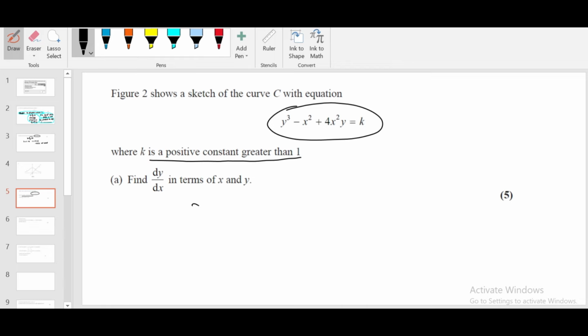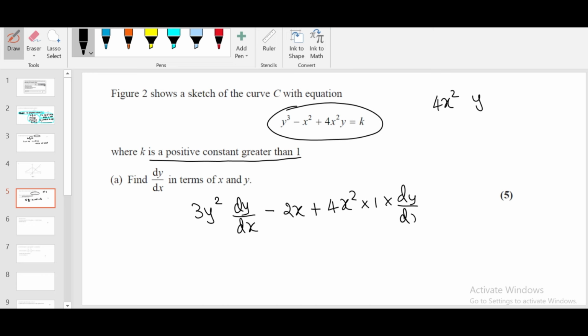When you differentiate y cubed, it becomes 3y squared. But the only thing is, whenever you differentiate y, you put dy by dx with it. Minus the derivative of x squared, plus you have 4x squared y. You need to apply the product rule. How to apply the product rule? Keep the first function as it is, differentiate the second one, but you need to put dy by dx with it, plus keep the second function y as it is, differentiate the first one: 4x squared becomes 8x. And k becomes 0.